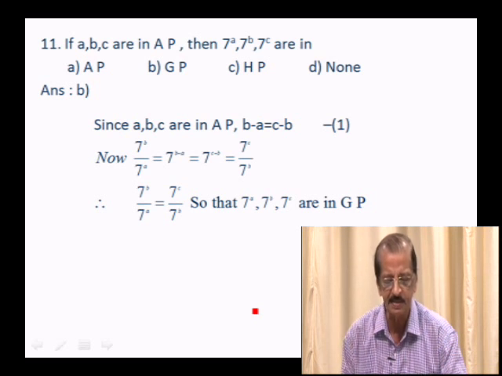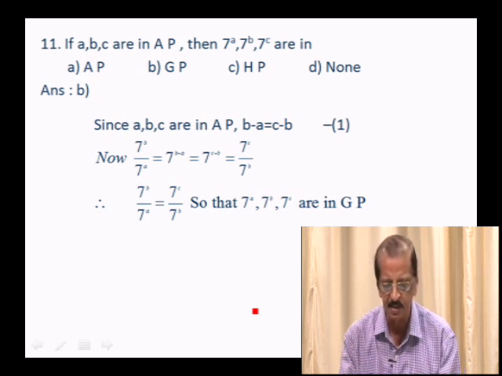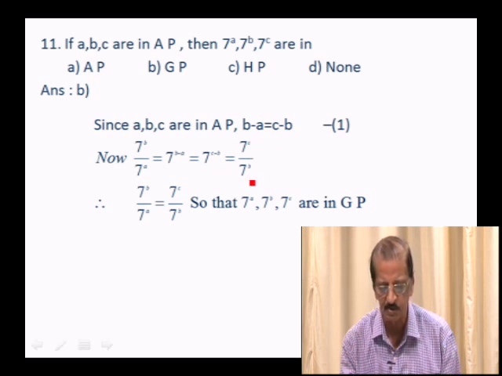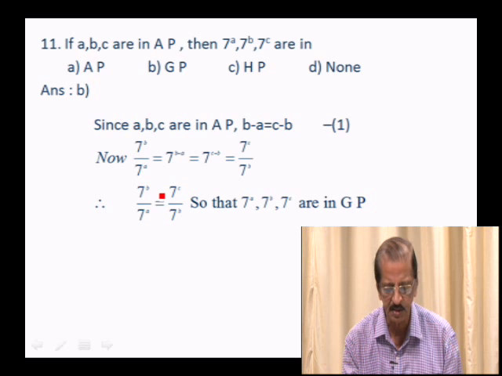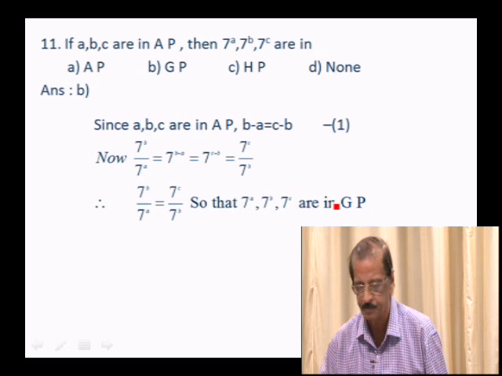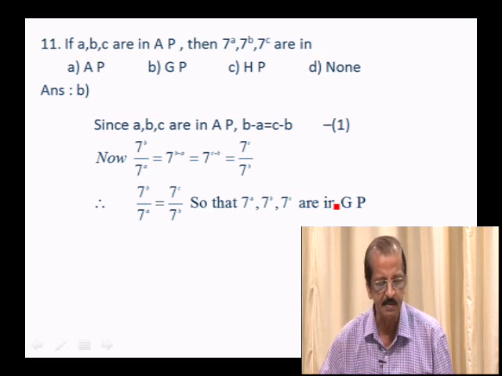Since A, B, C are in AP, 7 to the power of B minus A is equal to 7 to the power of C minus B. So it is 7 to the power of C over 7 to the power of B. So 7 to the power of B over 7 to the power of A must be equal to 7 to the power of C over 7 to the power of B. So that these three are in GP. 7 to the power of A, 7 to the power of B, 7 to the power of C are in GP. So answer is option B.